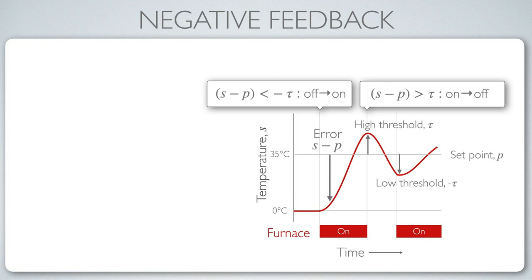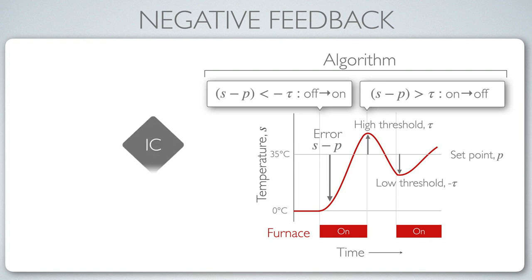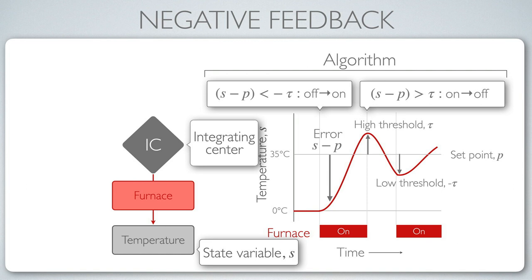Together, they allow us to formulate an algorithm. So control systems need a set of instructions, how to respond, in this case, to a temperature measurement with either turning the furnace on or turning it off. So we can represent control systems as flowcharts. And in the center of these flowcharts, or in this case at the top of the flowchart, we have our integrating center. That's the thermostat. Now as an output, we have the furnace. That's an action that is recruited by the integrating center. And that furnace has an effect on the state variable. The state variable is monitored by the thermometer within the thermostat, or a temperature sensor.